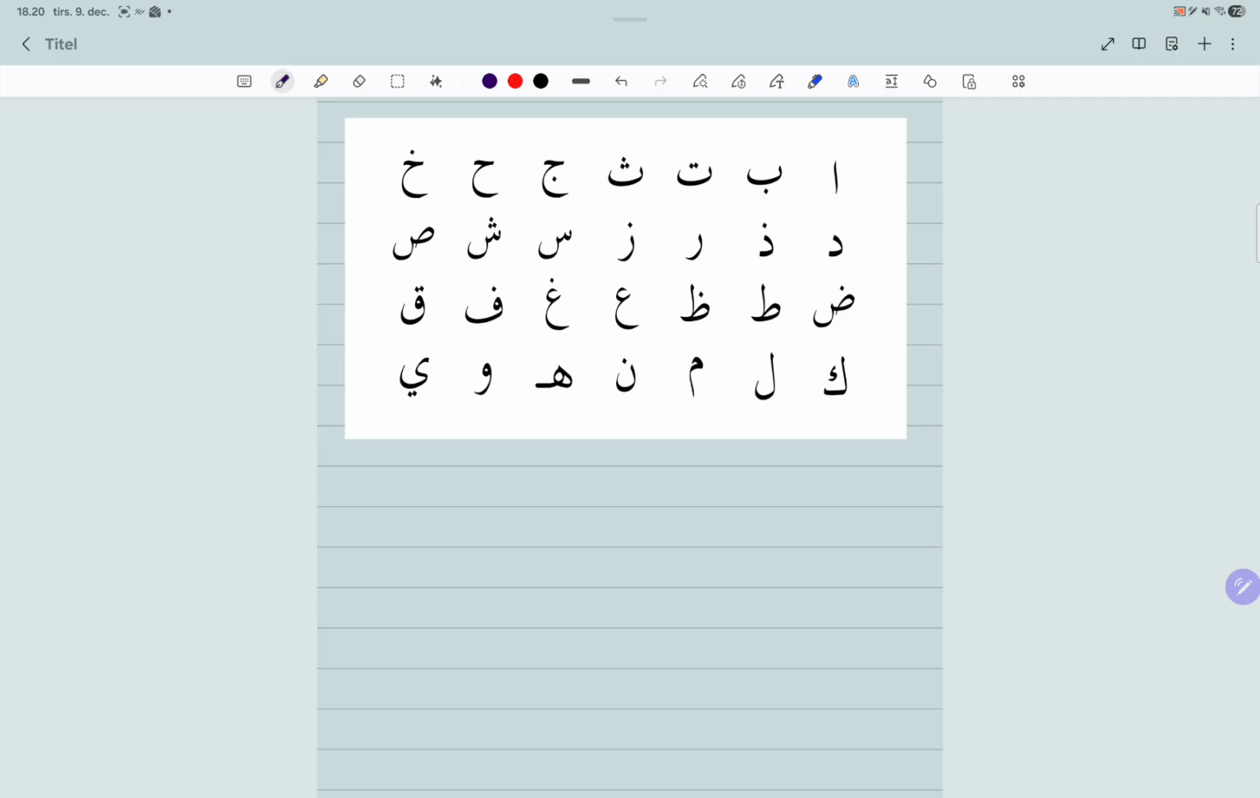We are now in the fourth lesson and we are going to continue with the Arabic alphabet. We have learned so far until the letter Ghain. Therefore, we will learn from Fa until Ya. That means we will learn the last letters of the Arabic alphabet. So follow along and we will learn it together.